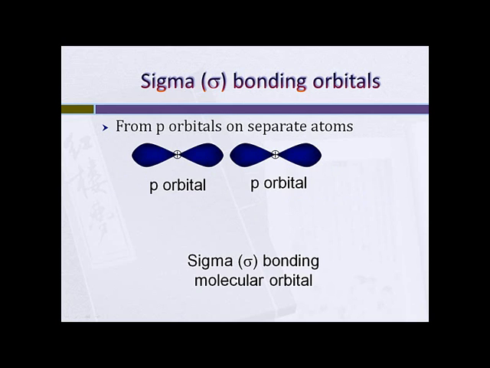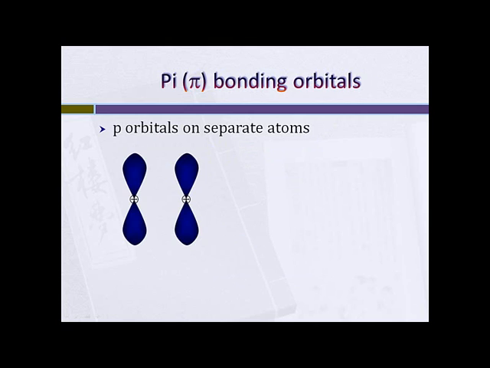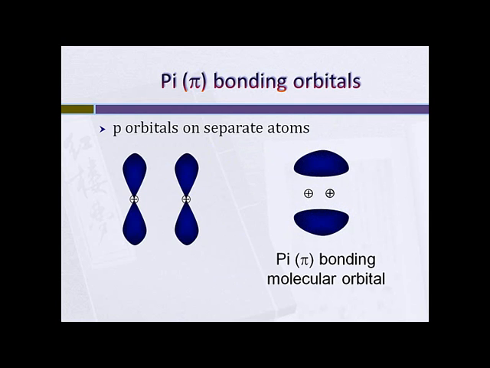Now, you can also have p orbitals on separate atoms, and those p orbitals can also come together and overlap and form the sigma bonding molecular orbital between the 2 p's. Now, pi bonding also involves p orbitals. Again, the p orbitals are on separate atoms. They come together and then overlap and form the pi bonding molecular orbital, which is above and below the axis between the 2 atoms. While there are 2 lobes to it, it is only 1 bond.